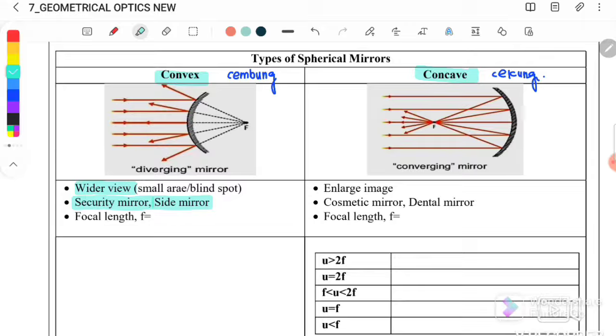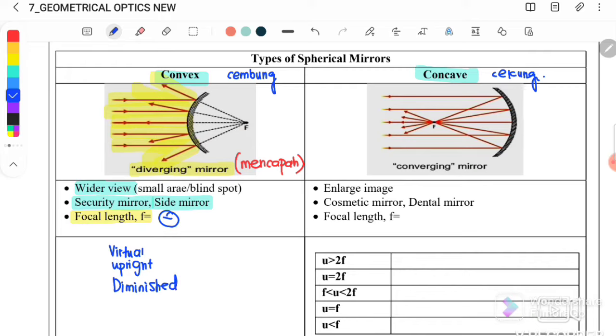If you observe here, the incident ray will reflect outward. It will not focus on one point. Therefore, it's a diverging mirror, meaning mencapar, where all the reflected rays are reflected outward. Therefore the focal length here is negative because it's diverging. The characteristics of the image formed are virtual, upright, diminished.